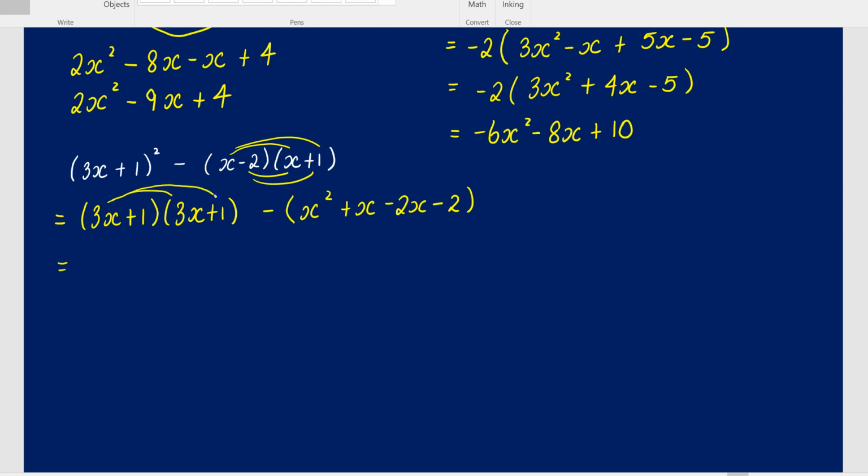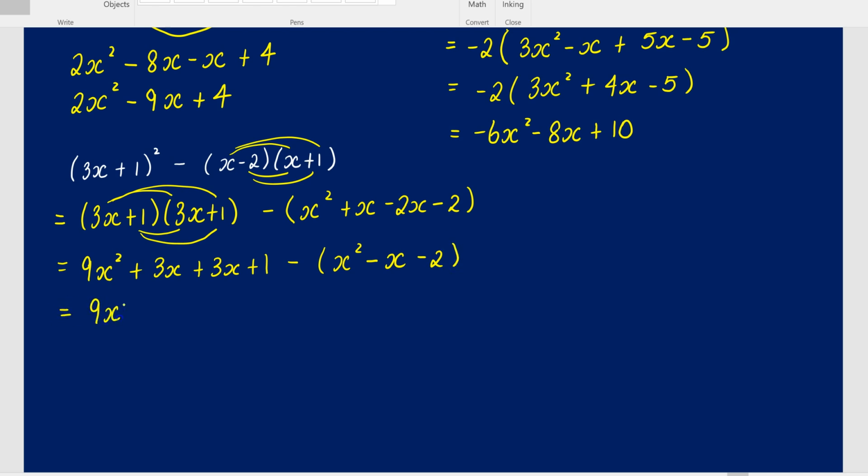So do my loops again. It should be pretty repetitive by now. 3x times 3x. So 3 3s are 9x squared. 3x times 1, 3x. Underneath now, 1 times 3x is 3x. 1 times 1 is 1. Over here, the minus is still there. I've got an x squared, 1x, take 2x. So 1 take 2 is minus 1. And again, I'm not going to write minus 1x, just minus x. Take 2.